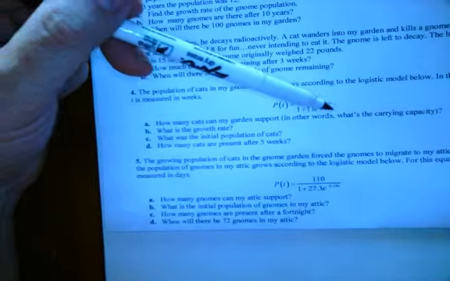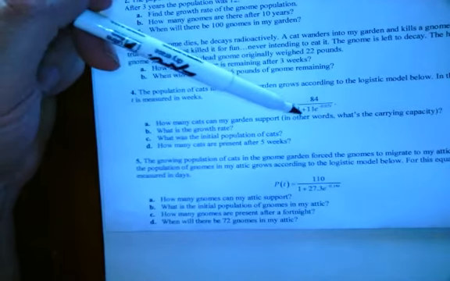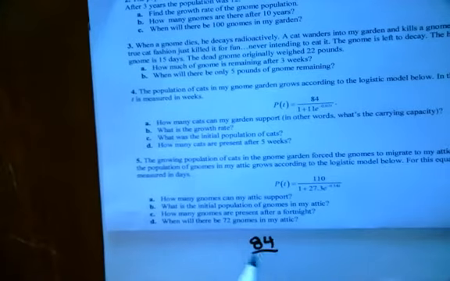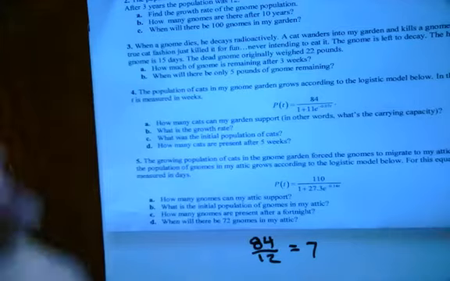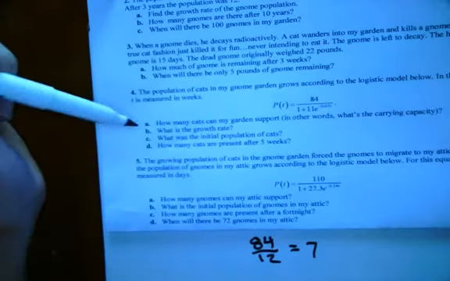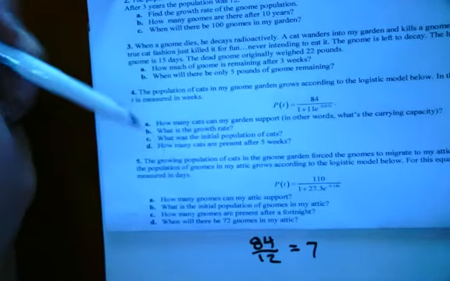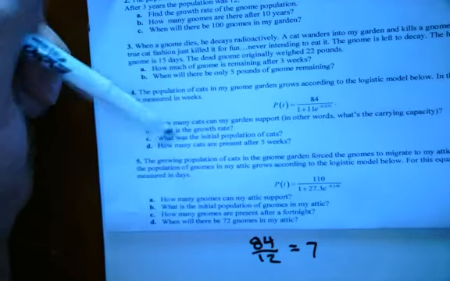Instead, I'm just going to jump on now to what was the initial population of cats. Well, we talked about this, and we said that if we plugged in a 0 for t, we would find our initial population. Well, e to the 0 is 1. 1 times 11 is 11. 11 plus 1 is 12. And so we end up with 84 over 12, which is 7.